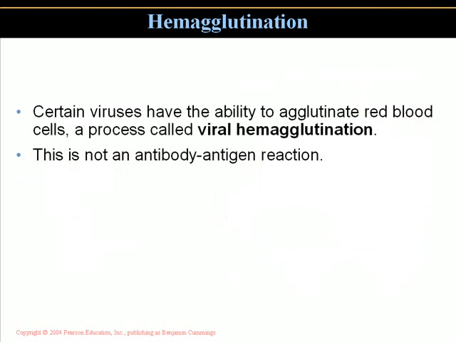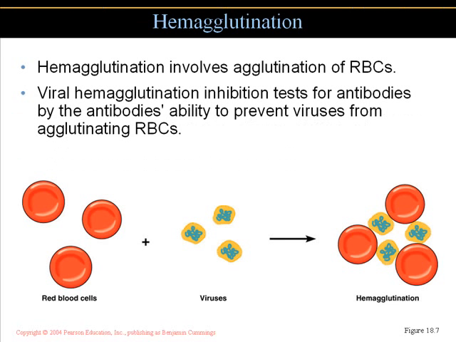Now, hemagglutination. Certain viruses have the ability to agglutinate red blood cells. The process is called viral hemagglutination. This is not an antibody-antigen reaction. Hemagglutination involves agglutination of red blood cells, whereas viral hemagglutination inhibition tests for antibodies by the antibody's ability to prevent the viruses from agglutinating red blood cells. As you can see here, the viral particles are stuck between the red blood cells, thus the ability to prevent the virus from agglutinating red blood cells.